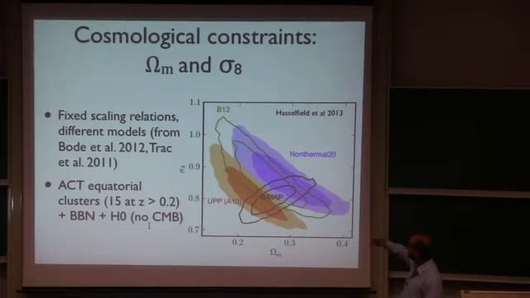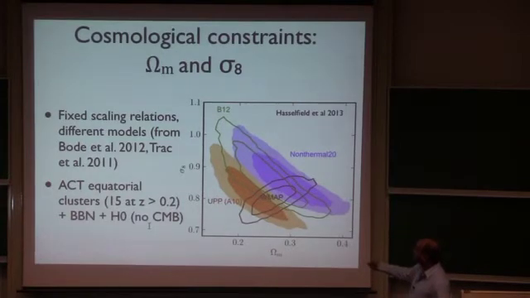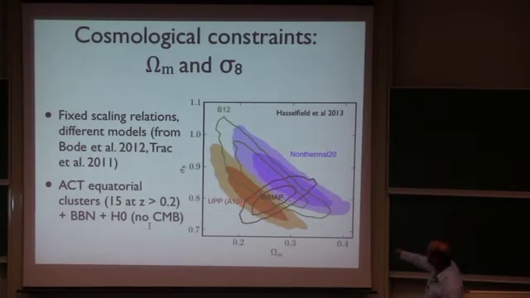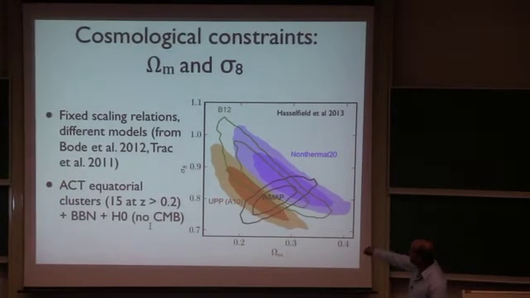We have a full likelihood that the data goes into. What we chose to do was to fix our scaling relation, not let it vary, but to explore the systematic effect from not knowing the scaling relation. We plotted these three models: the non-thermal, the V12, and the universal pressure profile. The spread in this region tells you what the systematic effect is from not knowing the scaling relation. And we basically use 15 clusters.